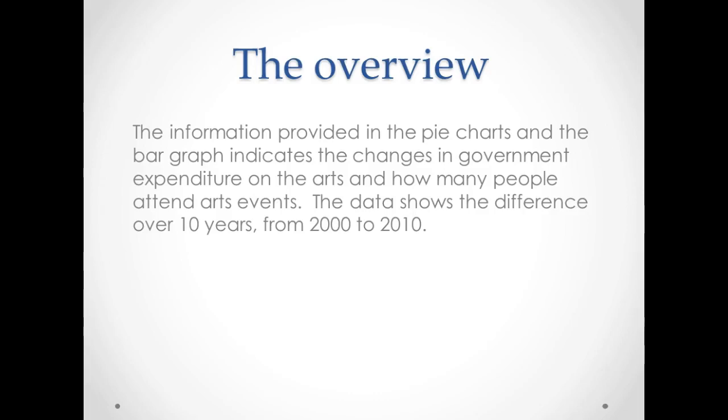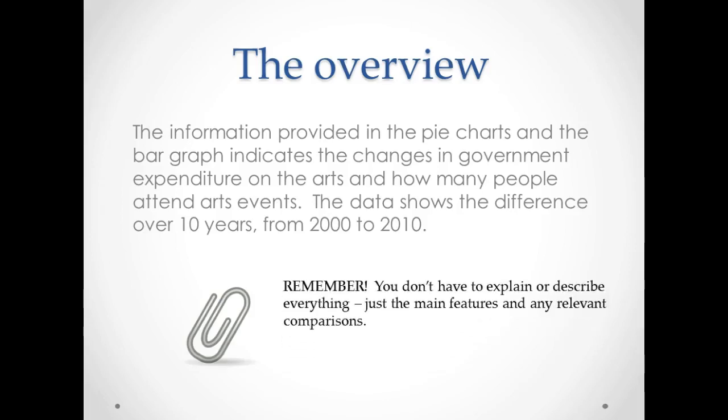The information provided in the pie charts and the bar graph indicates the changes in government expenditure on the arts and how many people attend arts events. The data shows the difference over 10 years, from 2000 to 2010. What is my hint to write a good overview? You don't have to explain or describe everything, just the main features. Remember this, don't try to put everything in your text.